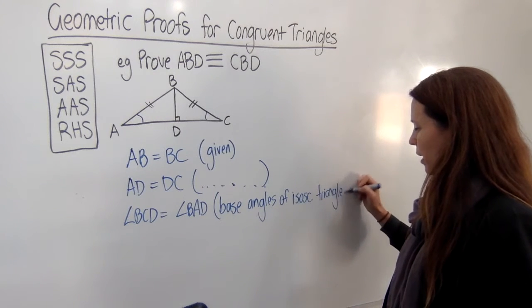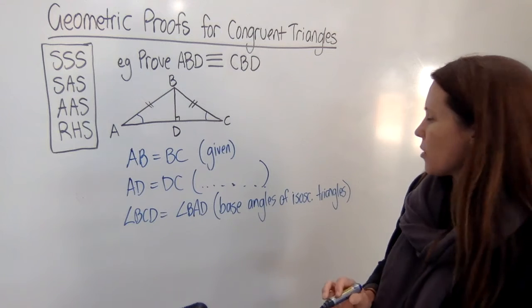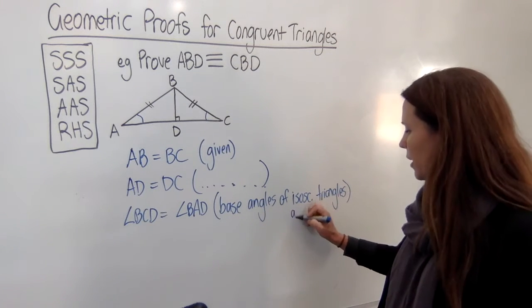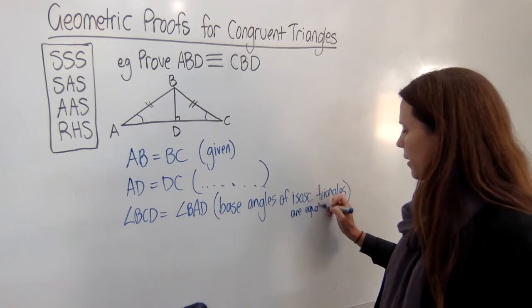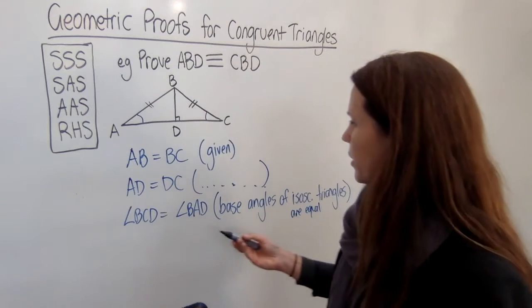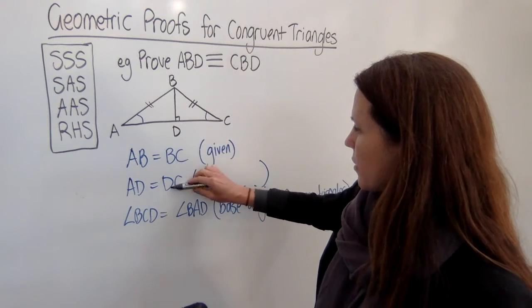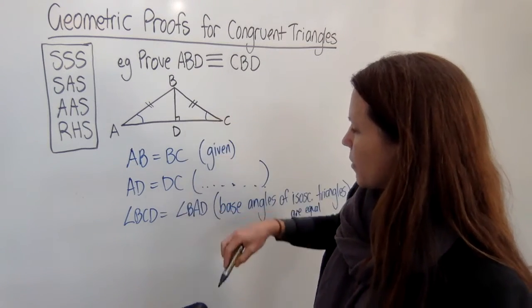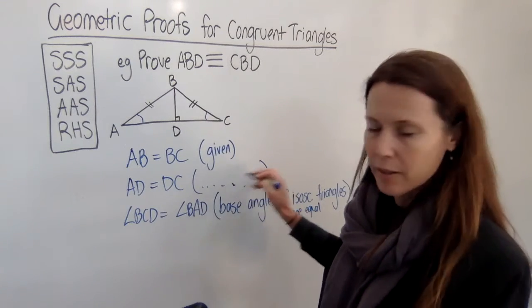Obviously, you write that full thing out. I'm just being a little bit quick. Isosceles triangles are equal. Okay, so double check each time that we've got what you need. I've got a side, I've got another side, and I've got the angle that's between them. And I had a reason. Obviously, I'd write that in.